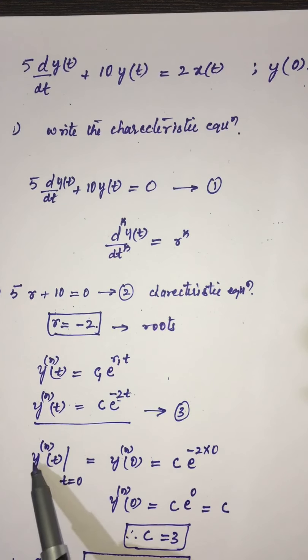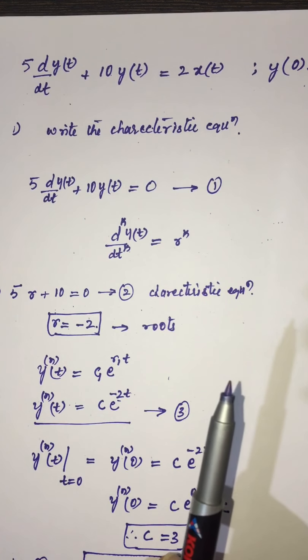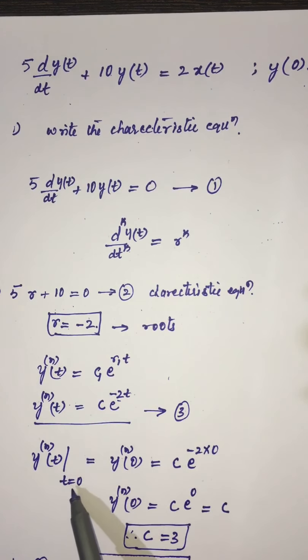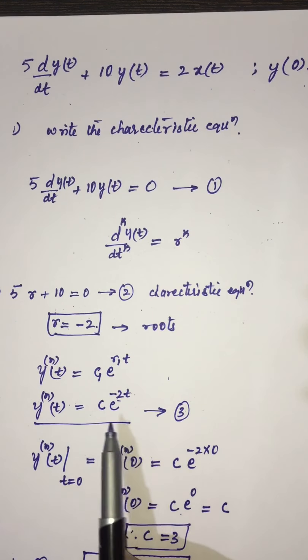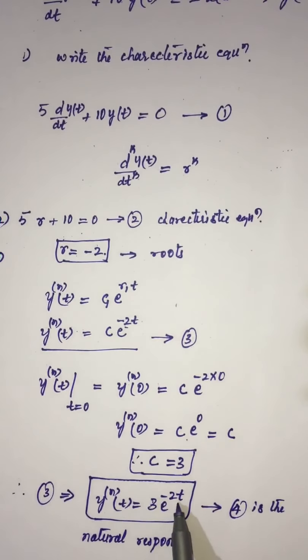Based on the given initial condition, we need to substitute t is equal to 0, because the initial condition that has been given there is y of 0. Upon substituting t is equal to 0, we get c e to the power of minus 2 into 0, which is c e to the power of 0. Therefore it is equal to c, where c will be equal to 3 because y of 0 is given as 3 in the question. Therefore LHS will be 3 and RHS will be c, so c is equal to 3. Upon substituting this constant c is equal to 3 in the obtained general form of the natural response, we get the expression y_n of t is equal to 3 e to the power of minus 2t. This is the equation of natural response.